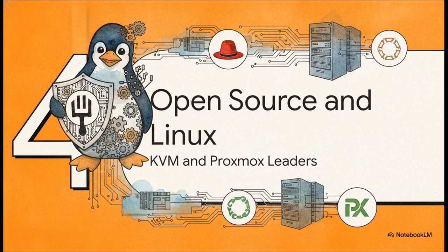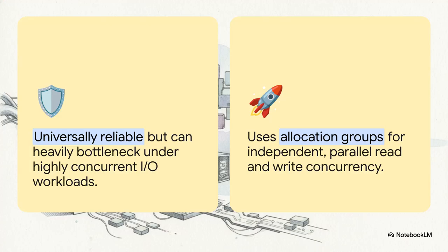Section 4. Open source and Linux, the heavyweights of KVM and Proxmox. Shifting our focus over to the open source world, let's contrast ext4 against XFS to see what powers Linux hypervisors like Red Hat, Ubuntu, and Proxmox. So ext4 is the battle-tested, universally reliable file system you'll find by default on platforms like Ubuntu. It just works. However, it can really bottleneck under highly concurrent I/O.